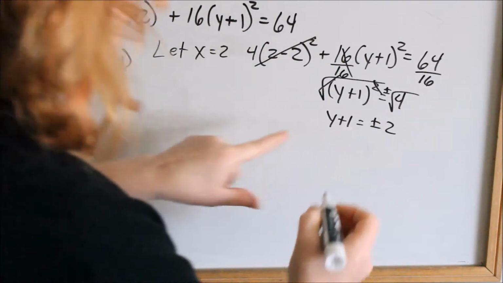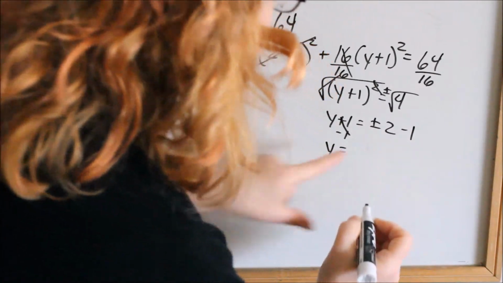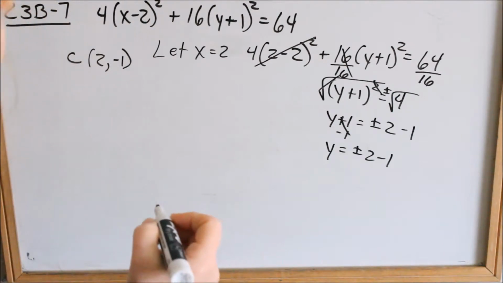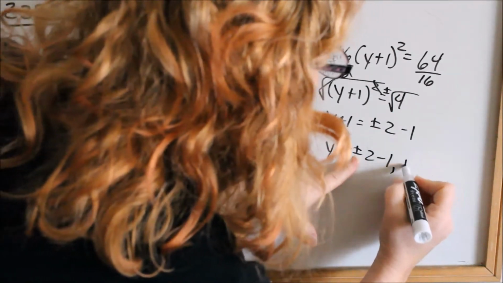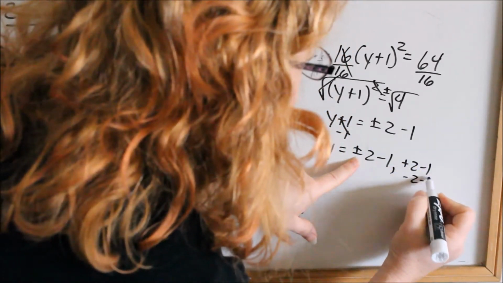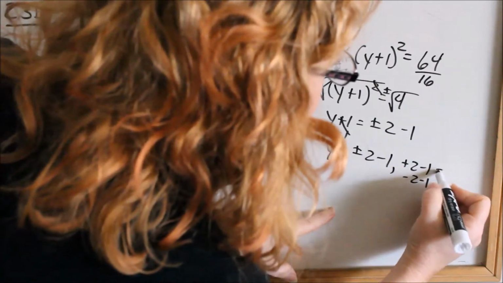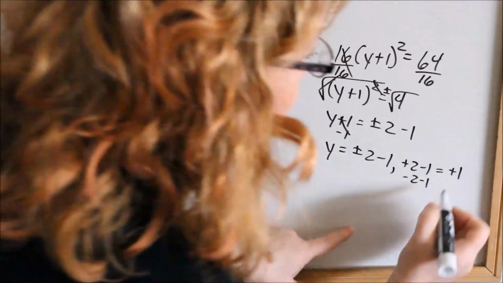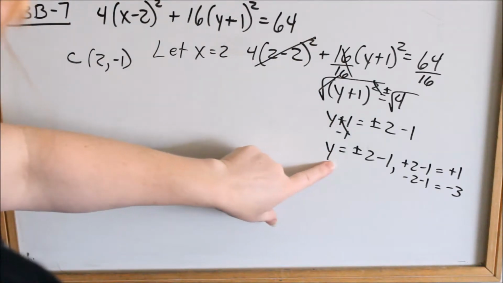Now how do I get rid of the 1? Subtract it from both sides. So I have y equals plus or minus 2 minus 1. So you should come up with two different answers. What you have is a positive 2 minus 1, and then a negative 2 minus 1. So positive 2 minus 1 equals a positive 1, and negative 2 minus 1 equals a negative 3. So these are your y values.